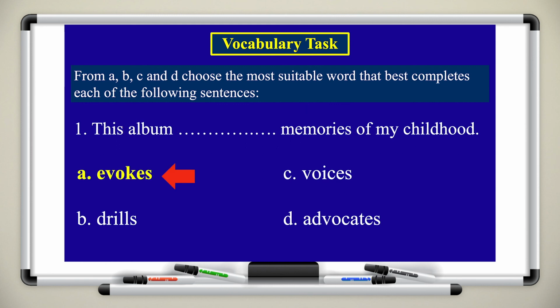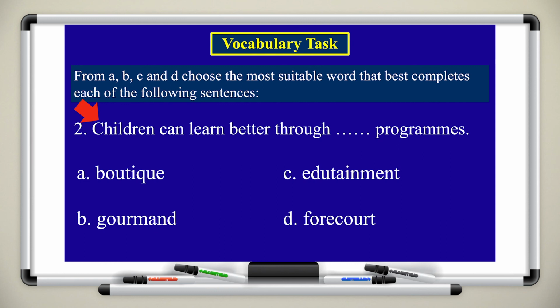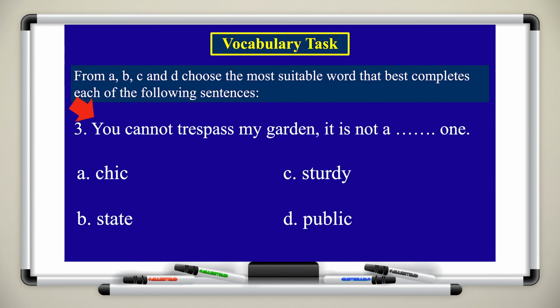Excellent job. Number 2, children can learn better through blank programs. We have the word boutique, gourmand, edutainment, or forecourts. And here are the keywords. So what do you think the answer is? Edutainment.